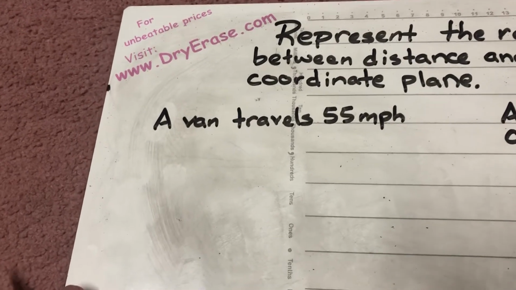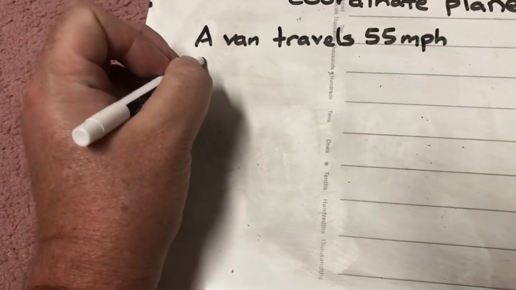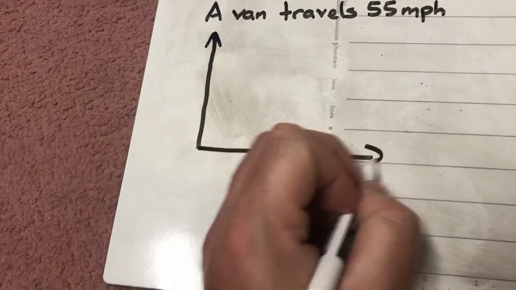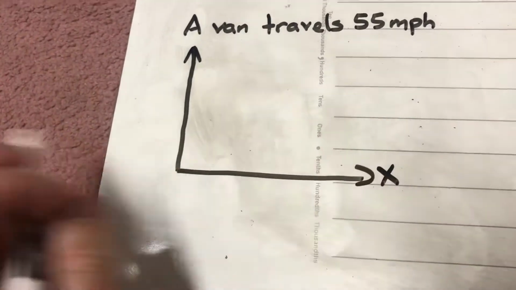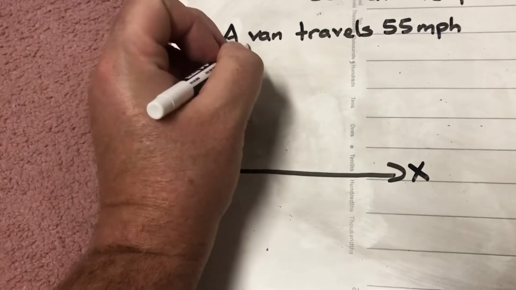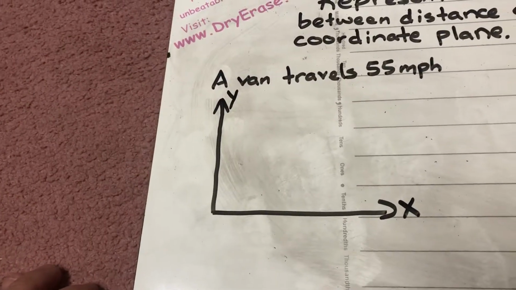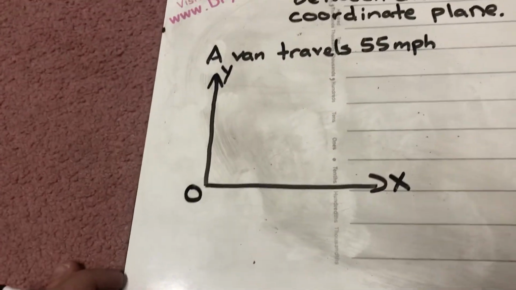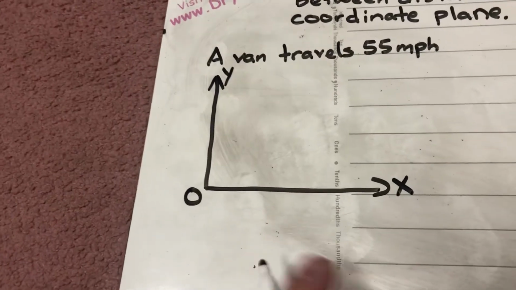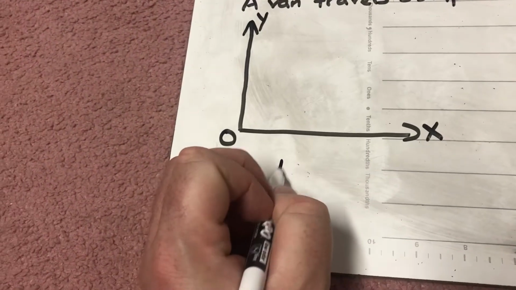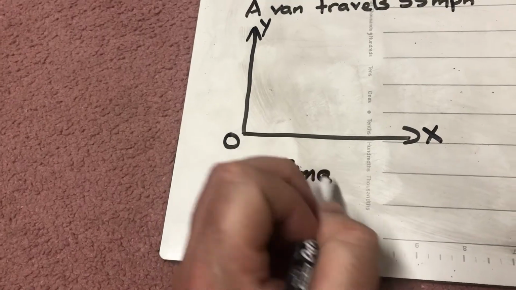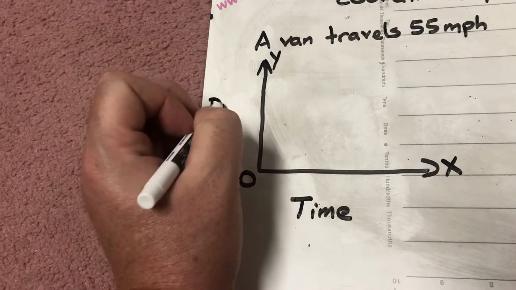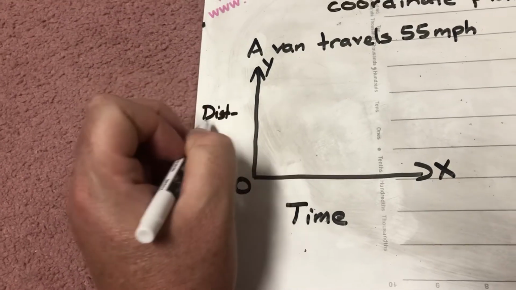All right, so first of all, when we make a coordinate plane, it has what we call an x-axis and a y-axis. It's this x-axis here that runs horizontally, or left to right, and it's the y-axis that runs vertically, up and down. And it always starts at 0. All right, and so when we have a van traveling at 55 miles an hour, we're going to label the x-axis the time, and we're going to label the y-axis the distance.